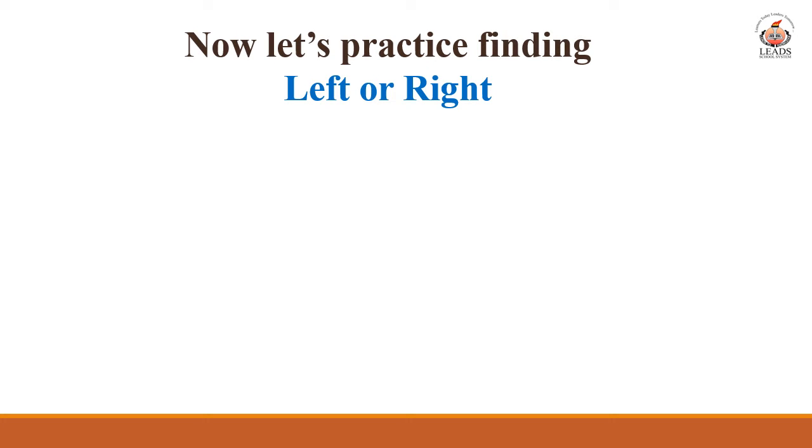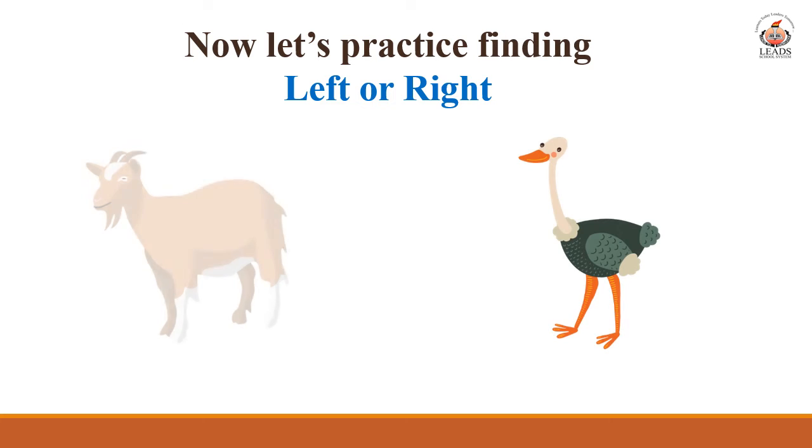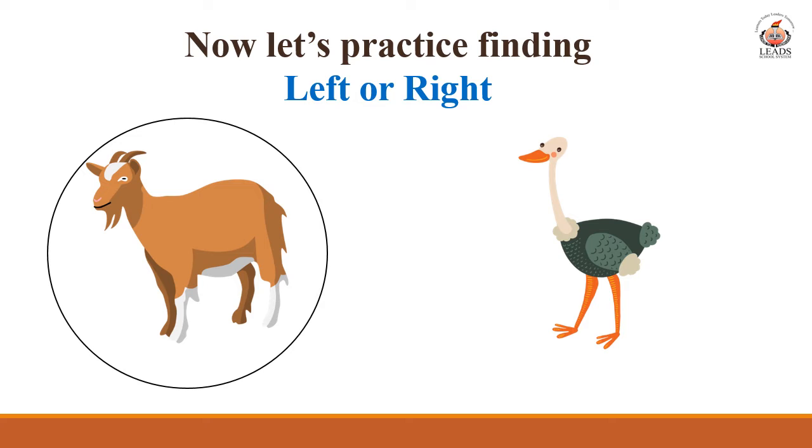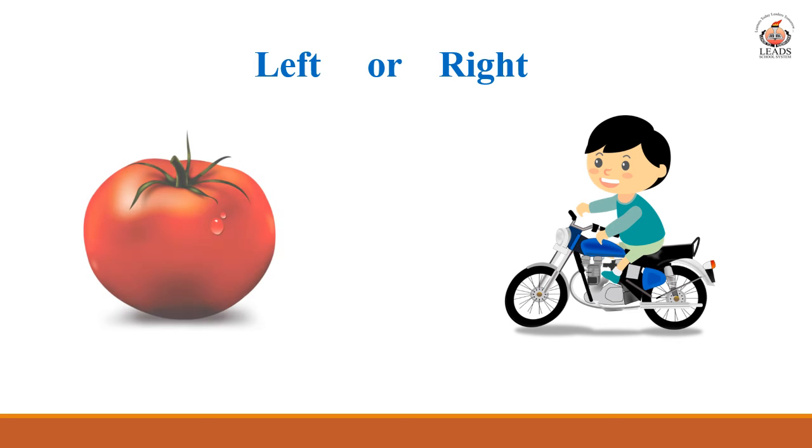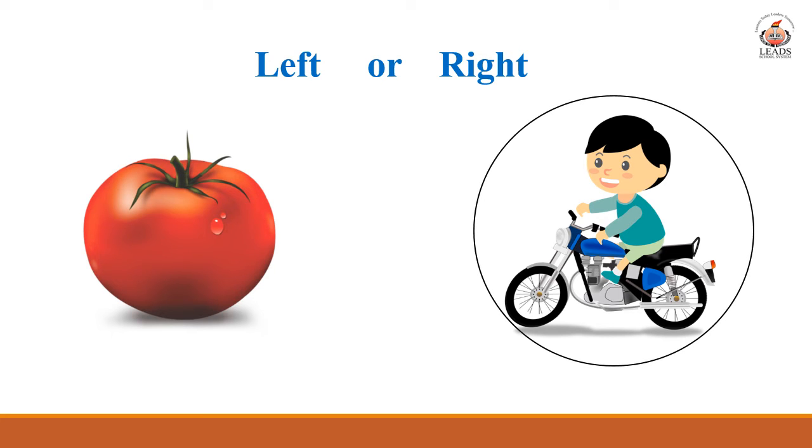Now students, let's practice finding left or right. Students, tell me, is the goat on the left or the right? Yes, you are right. The goat is on the left side. Next, tell me, is the boy on the motorcycle on the left or the right? Yes, the boy on the motorcycle is on the right.